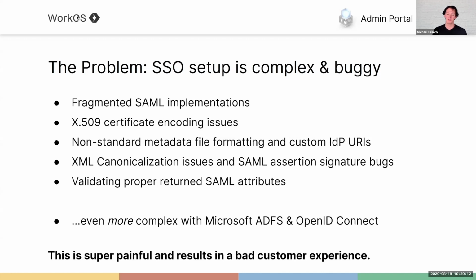XML canonicalization is really a dark, deep hole of technical complexity. There have been a lot of huge security issues by people implementing this poorly with SAML assertions, including some companies being hacked in the past. And in addition to doing all this, you have to validate the returned SAML attributes. SAML is such an open spec, there aren't as many requirements. So there are a lot of ways the actual setup can go wrong. Once you get it working, it's usually okay, but this is really complex. And it's even more complex with Microsoft ADFS and OpenID Connect and these other protocols.